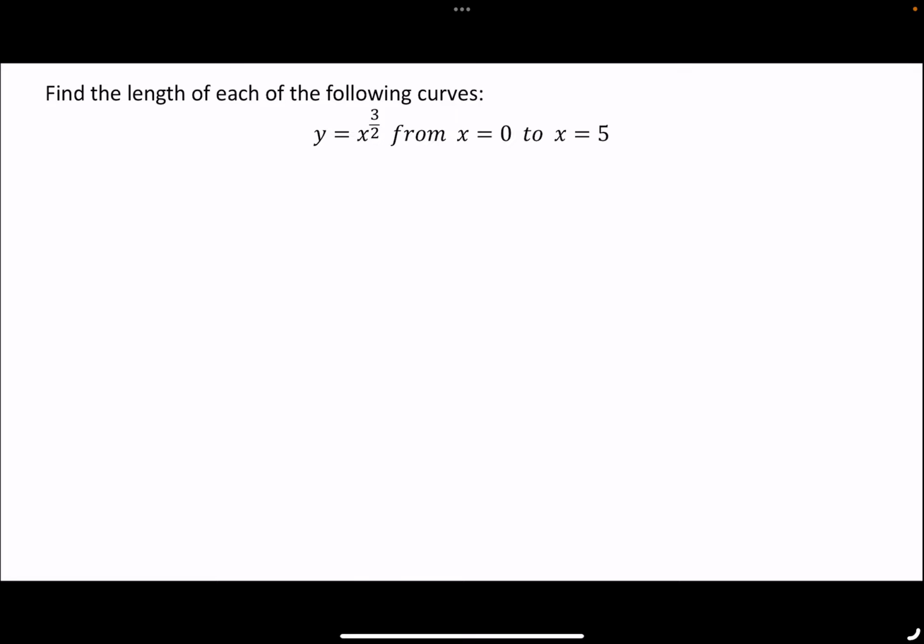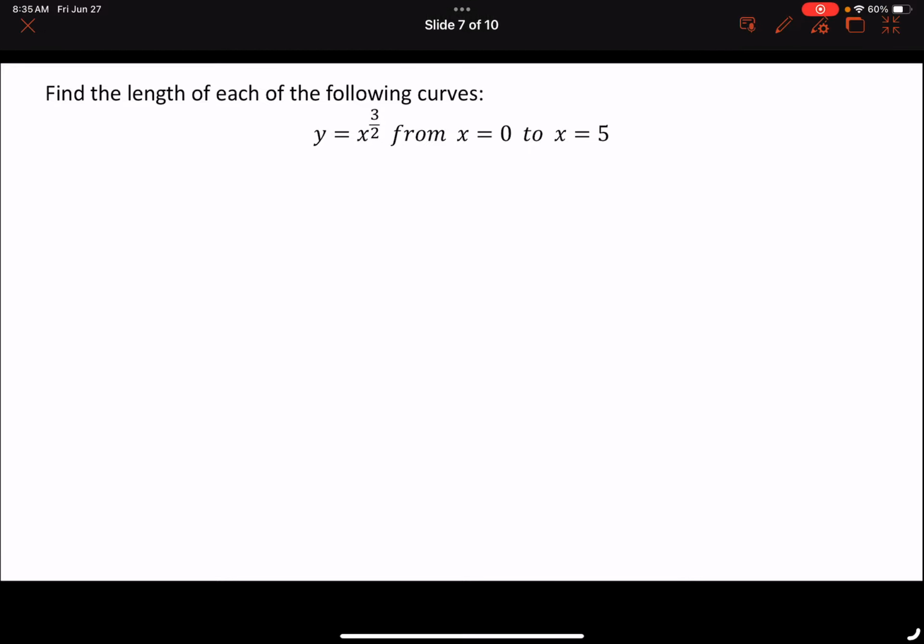Okay, let's have additional examples. Find the length of each of the following curves. y equals x raised to 3 over 2 from x equals 0 to x equals 5. So since we are given y equal to f of x, we're going to use the formula: length is equal to the integral from a to b of the square root of 1 plus y prime squared dx.